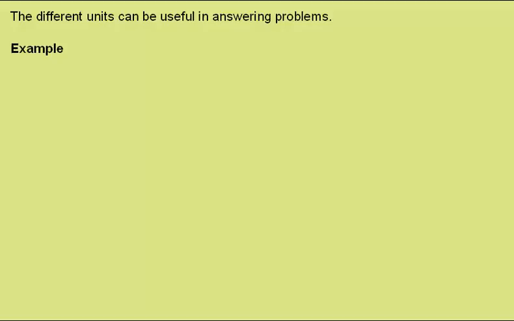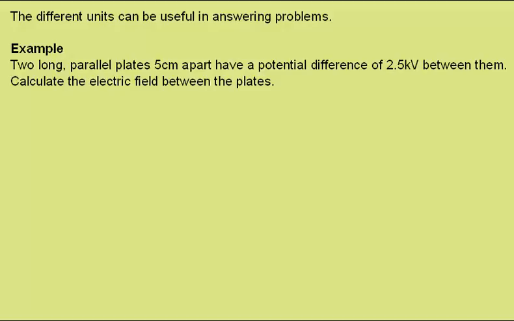field. For example, two long parallel plates 5 centimeters apart have a potential difference of 2.5 kilovolts between them. Calculate the electric field between the plates. Well, for this we need the formula electric field strength is potential difference over separation, which, putting the numbers in, gives an electric field strength of 50,000 volts per meter. And the volts per meter makes sense in terms of a potential difference across a distance.